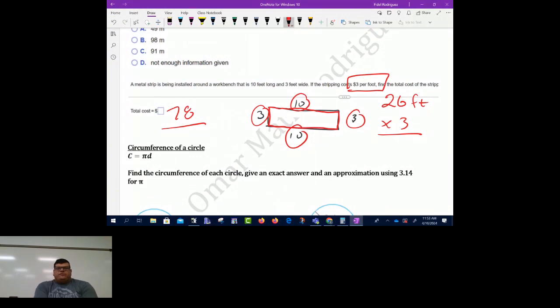All right, guys, let's do these last two problems here dealing with circumference, and then we'll call it a day, all right? And we'll pick up the rest of it mañana.